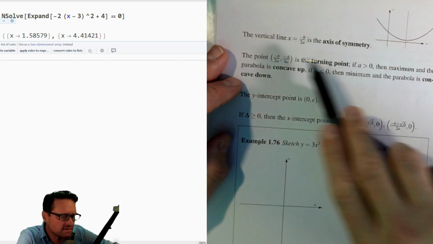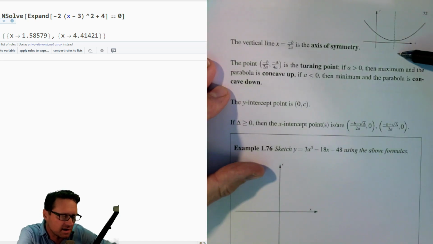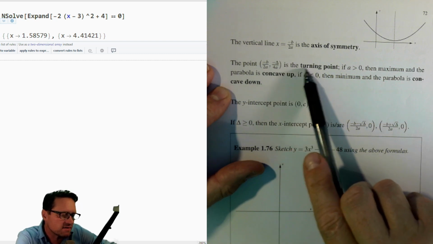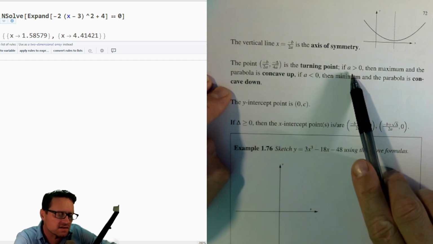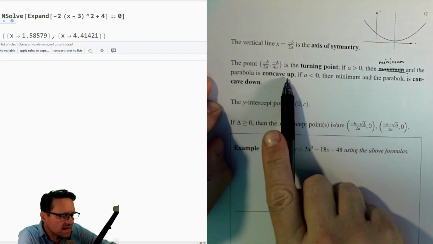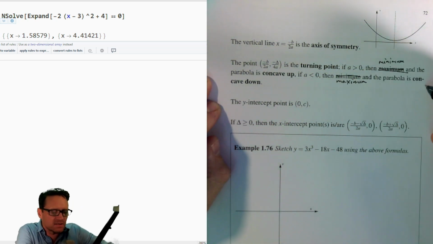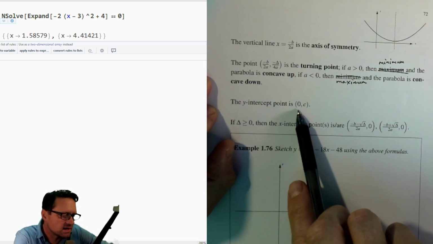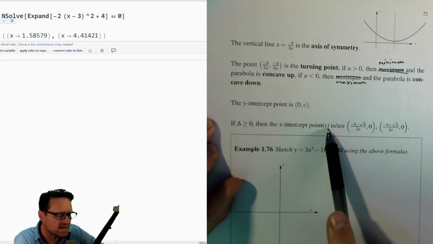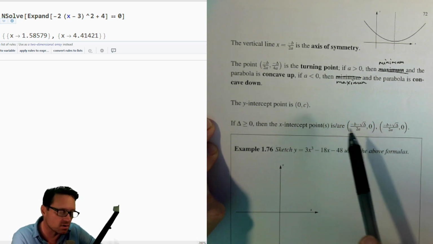From that, we have the vertical line x equals minus b over 2a is the symmetry like what you see there. And the point minus b over 2a comma minus delta over 4a is a formula for the turning point. If a is positive, then that should say minimum, and the parabola is concave up. If a is negative, then that's a maximum, and the parabola is concave down. The y-intercept point is 0, c. If delta is greater or equal to 0, then the x-intercept point or points is or are these 2 points. So we have formulas for x-intercept points.